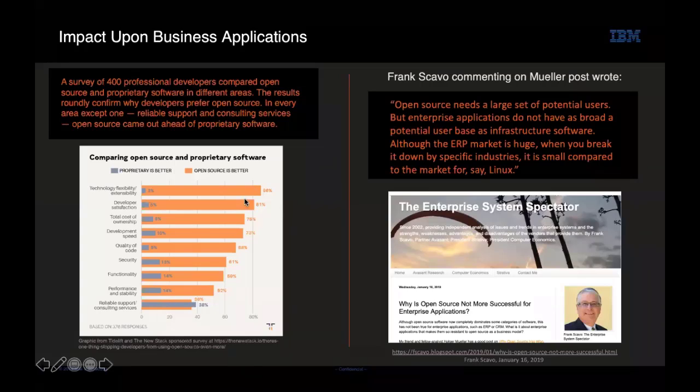This is an interesting graphic, though, as you compare open source to proprietary systems. This was 400 professional developers comparing the qualities of those things. And on most aspects of these criteria for developing or looking at system characteristics, open source is clearly winning. But when it comes to reliable support and consulting services, open source typically doesn't win.